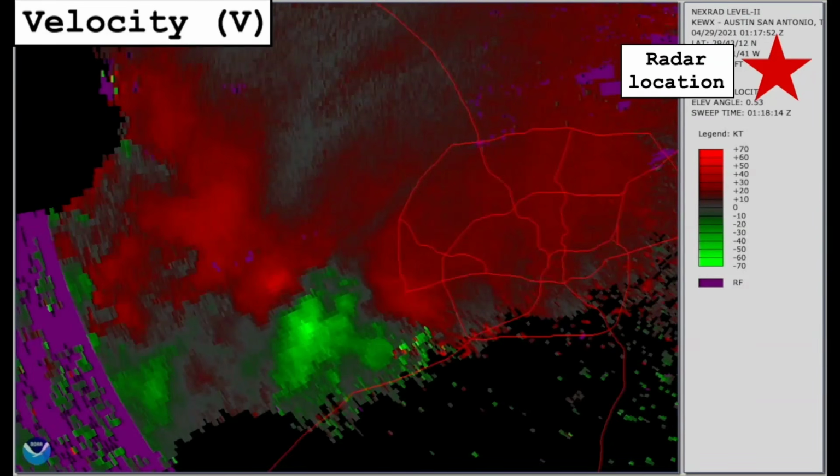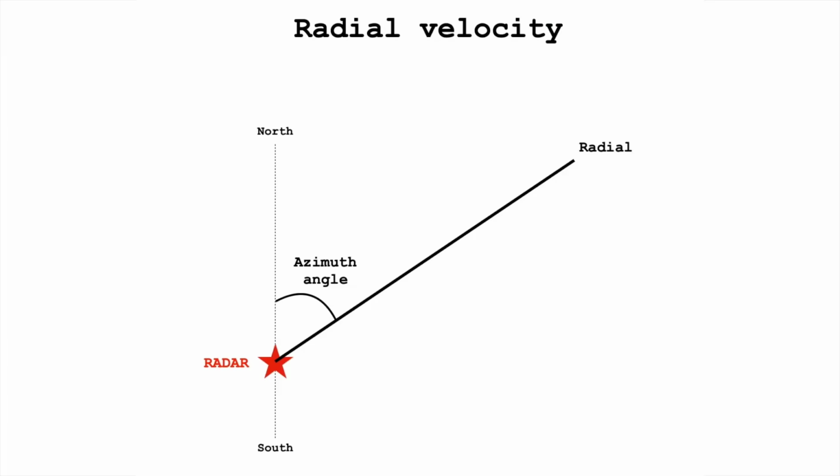The velocity of a target that you see on a radar program will almost always be slightly less than the actual velocity of the target, because radars are at fixed locations, meaning that they can only measure how fast a target is moving toward or away from the radar itself. This is called radial velocity. Every azimuth angle, which is the radar beam's angle from due north, is associated with a radial. Radial velocity is equal to the actual velocity of the target only when the target's motion is directly toward or away from the radar. In other words, directly along a radial.